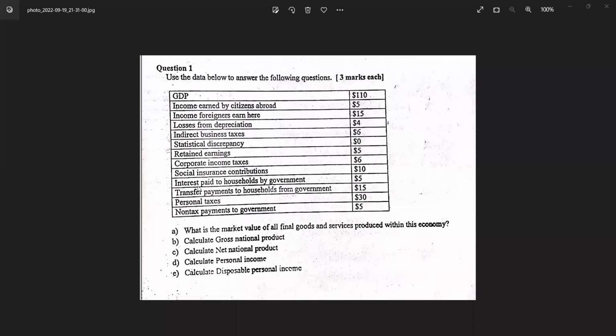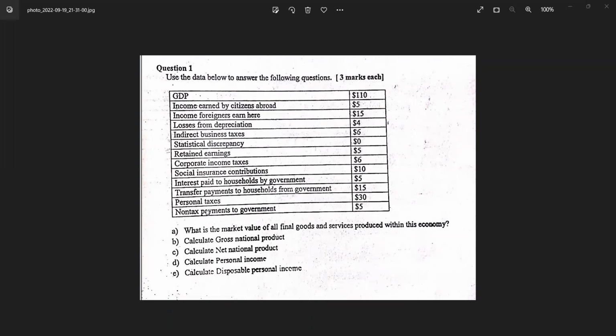What is interest? Interest is, maybe, if you invest in something or you want to buy treasury bills. That one is not a free service. Okay. Transfer payments to households from government. What is it? Anytime government issues free money, sometimes in the form of free money, it is still an income to you. Then personal taxes, and then non-tax payments to government.